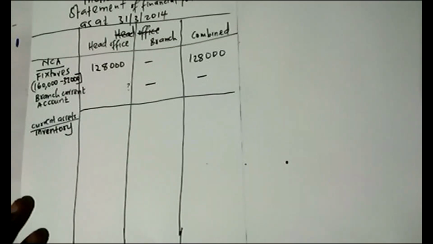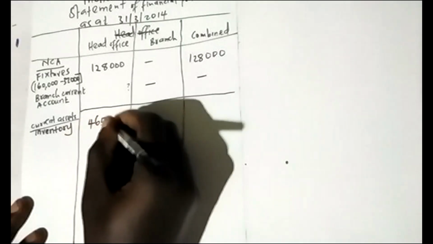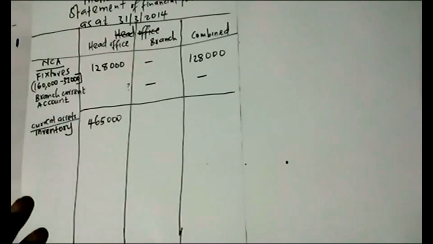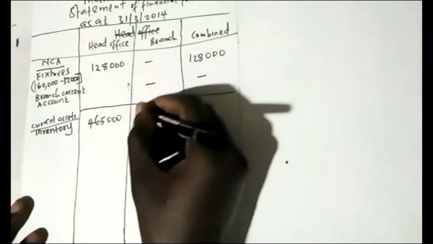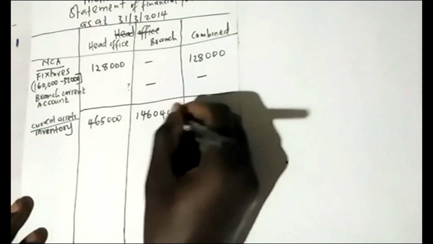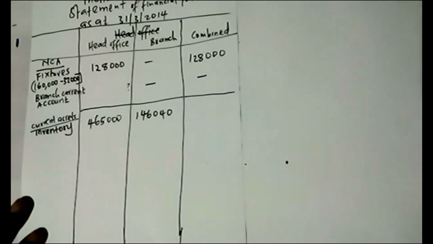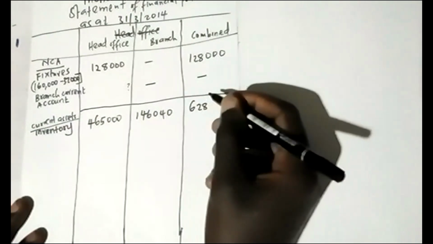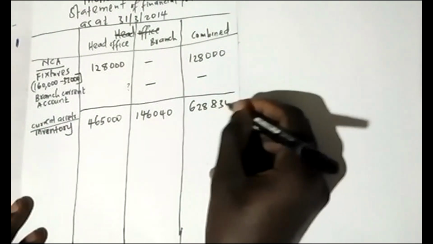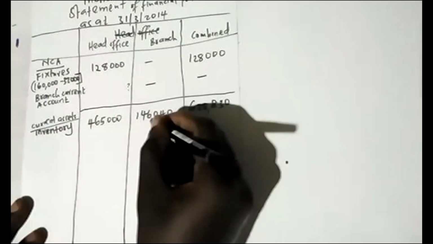So the first one will be 465. So this one is the closing stock, which we did early enough. Then we did the second one, we got 146,040. The final one was 628,830. I'm recording from the one we did.